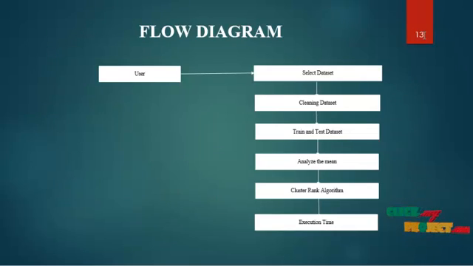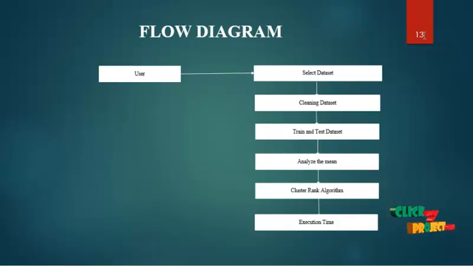First of all, the user can select the dataset and clean the dataset. Cleaning means pre-processing. Pre-processing means removing the missing values and null values. Next step is the train and test dataset. Train means we are training the iris dataset, and then test our dataset. So we are analyzing the mean value of the iris dataset. Mean means the final mean of the particular value.